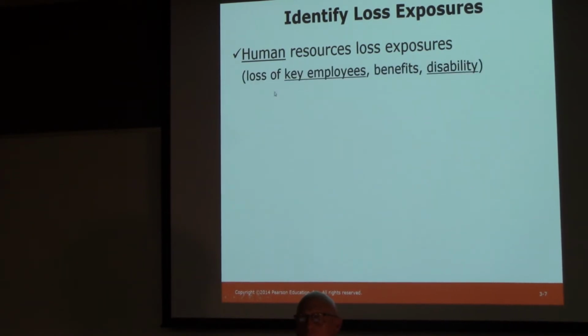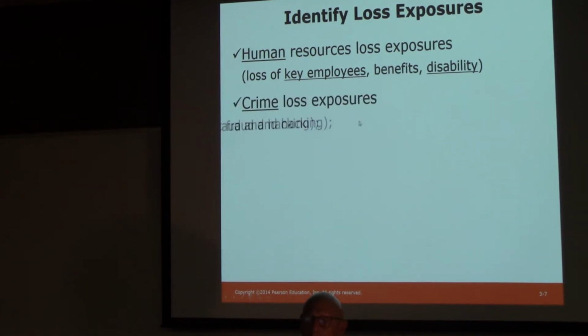Human resource loss exposures, as I mentioned, loss of key employees. What happens if the president of the company is incapacitated or dies? The loss of benefits, that if you lose your job, you lose your benefits. A possible disability that could happen, where you're unable to work for a while.